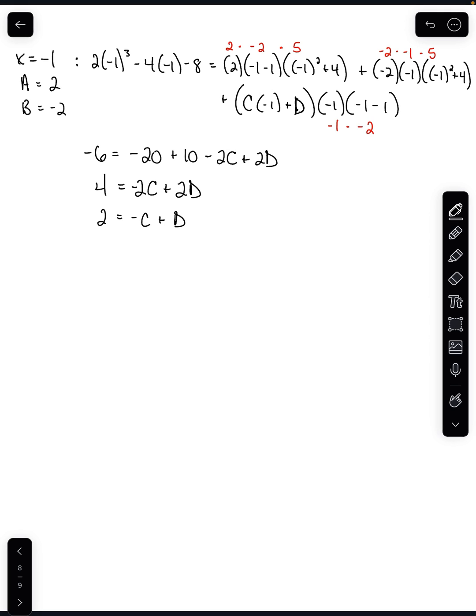Now that doesn't seem overly helpful, but remember we have 2 unknown values that we want to solve for, which means we're going to need 2 equations. The only way to solve for 2 unknowns and get definitive values is to have 2 equations. This is where our other x value comes into play. x equals 2, along with our known values for a and b.